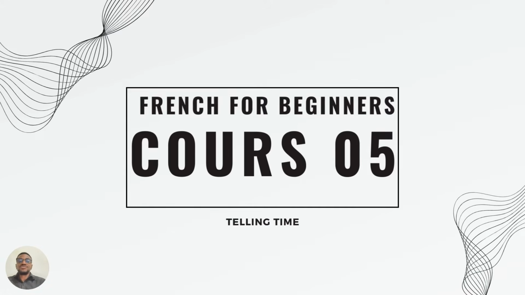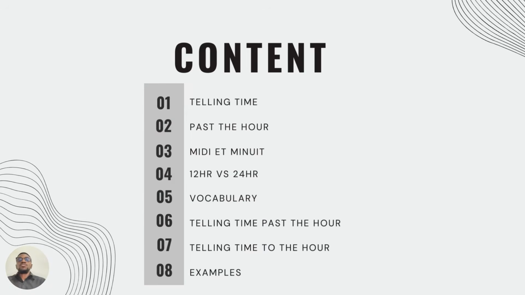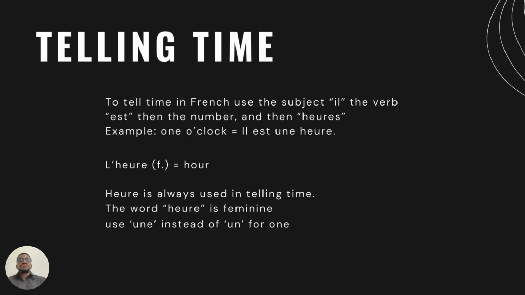Welcome to Learn French, and today we're going to be looking at telling time. So here's some of the things that we're going to be looking at. We're going to be looking at telling time in French, of course. Telling time past the hour. We're going to be looking at the expressions midi and minuit. We're also going to be looking at the differences between the 12-hour notation and the 24-hour notation. And then we'll look at some vocab that deals with telling time in French, and then also telling time past the hour, and then telling time to the hour. Then we'll look at some examples that will help us grasp the whole concept of telling time in French. So let's get right into it.